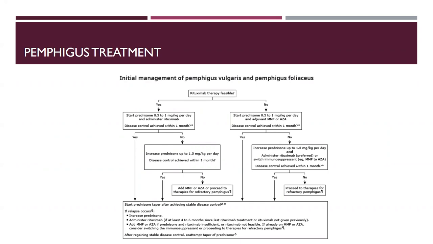If they are a candidate for rituximab, rituximab is also used in conjunction with steroids, and is usually done if they aren't steroid responsive or if they need more than just steroids. A lot of this has to do with whether their disease is controlled or not. What they define as controlled is basically that the lesions they already have aren't getting worse, they're not developing new lesions, and everything's starting to heal. If rituximab or steroids aren't working, you can use MMF or azathioprine as well.